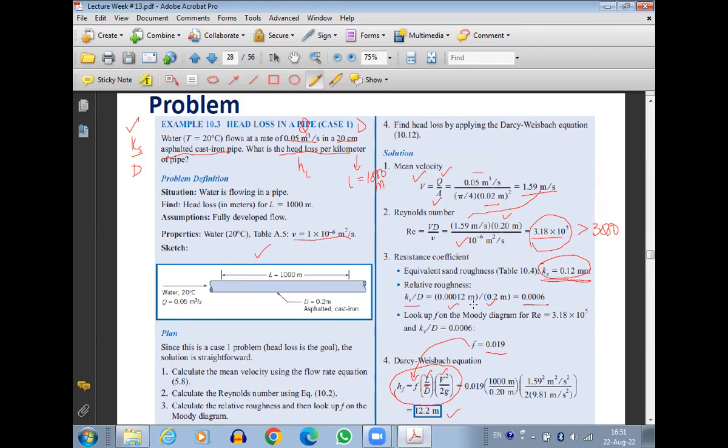Without finding the friction factor, you cannot find the head loss. Bottom line. If it was laminar flow, there was a direct formula that came out using the Hagen-Poiseuille formulation. So you do not need the chart.